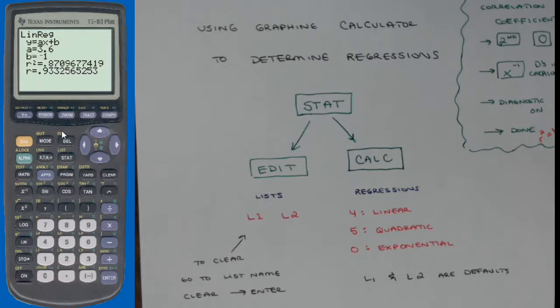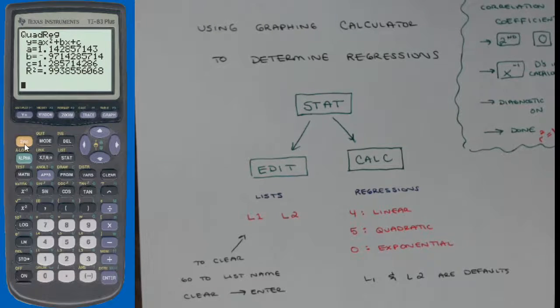All right, let's check quadratic. So you go stat, calculate, quadratic. Enter to select it, enter to run it, and look at our correlation coefficient squared. It is 0.99. That's really, really good.